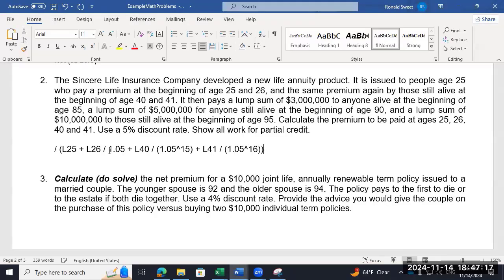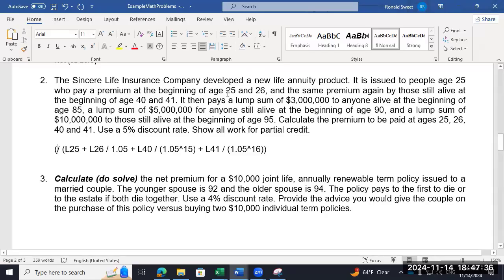16. Exactly, yeah. 41 minus 25 is 16, right? If you remember that, that makes a big part of this. And you get a lot of partial credit just for getting that much. You might get 25% just for getting the denominator down. The numerator is what you're paying out. So look into the problem and see what you're paying out.